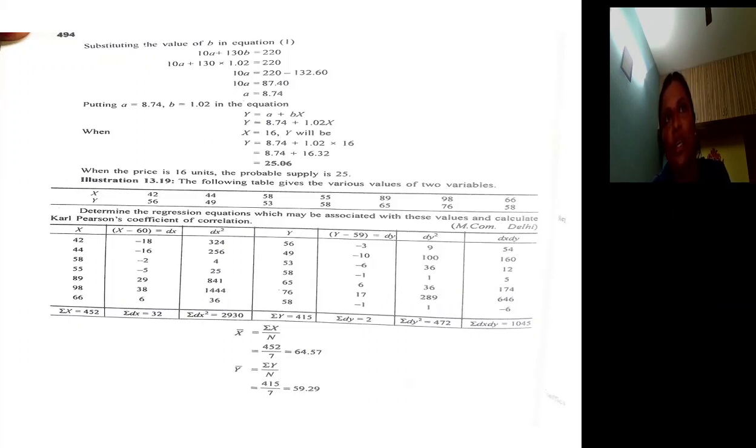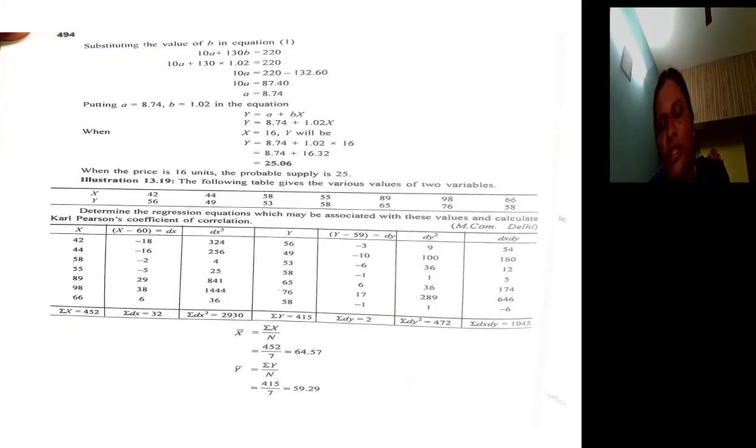Y is equal to, the regression equation y on x, y is equal to a plus bx. So a we know, b we know, x is given in the problem as 16, then y will become 25.06. So when the price is 16, the probable supply will be 25. So this is how to arrive at it. Here we made use of the method of least squares to arrive at the regression equation x on y, and y on x, and to calculate the value of y when x is equal to 16. Just look at the next problem.